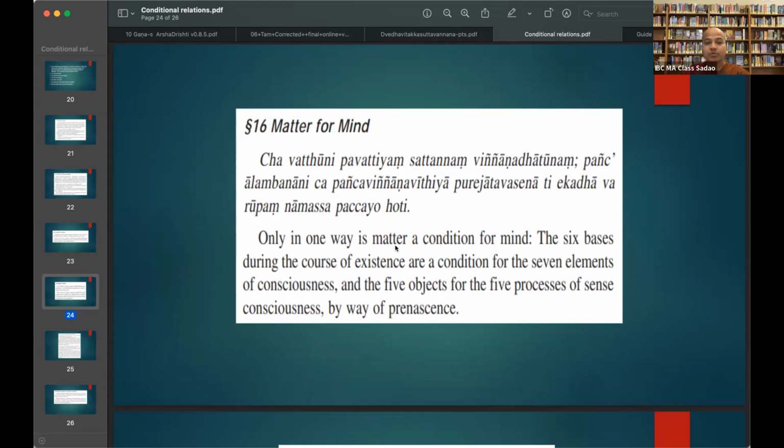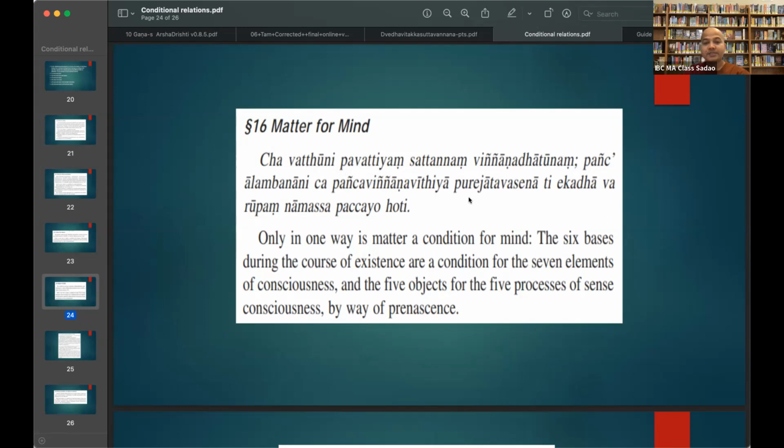Pure jata vasena. Only in one way is matter a condition for mind. How can matter be a condition for mind? Six sense bases during the course of existence. So you know about the six sense bases. A condition for the seven elements of consciousness. I'm not very sure what it means by seven elements of consciousness. And the five objects for the five processes of sense consciousness. So you have five different types of consciousness and five objects. So I think it is very clear how matter is related to mind: you have these bases, these indriyas, and when they come in contact with an external object, you have different types of consciousness. That is how materiality functions as a basis for a certain type of mentality to arise. So the relationship is explained in terms of pure jata vasena.